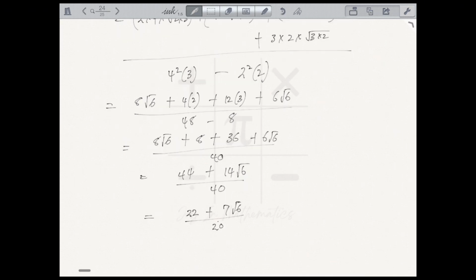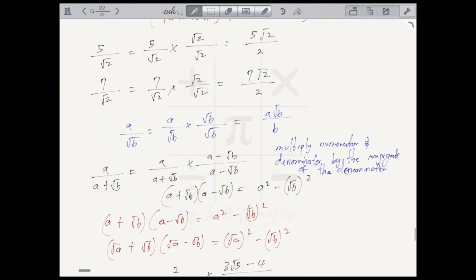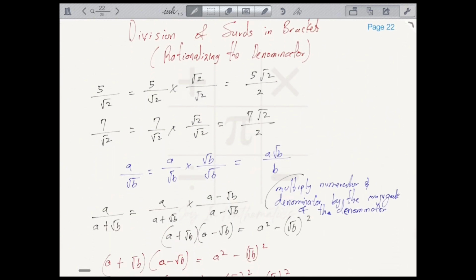The whole essence of rationalizing the denominator has been achieved. Now we remember our goal in rationalizing the denominator, where we multiply the numerator and denominator by the conjugate of the denominator. So in the next video, we'll take more examples on division of surds in brackets.